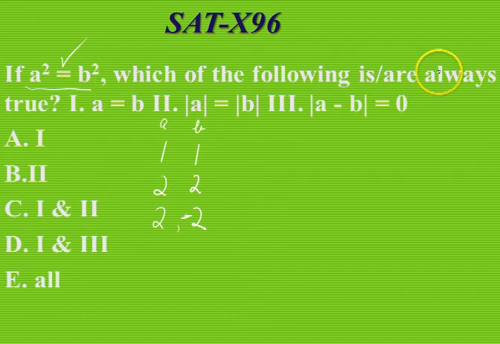So which of the following are always true? Well, choice 1, a equals b, well, it's true in the first two cases, but it's not true in that third case. So that's why we consider the negative numbers. So we have to throw out that choice.